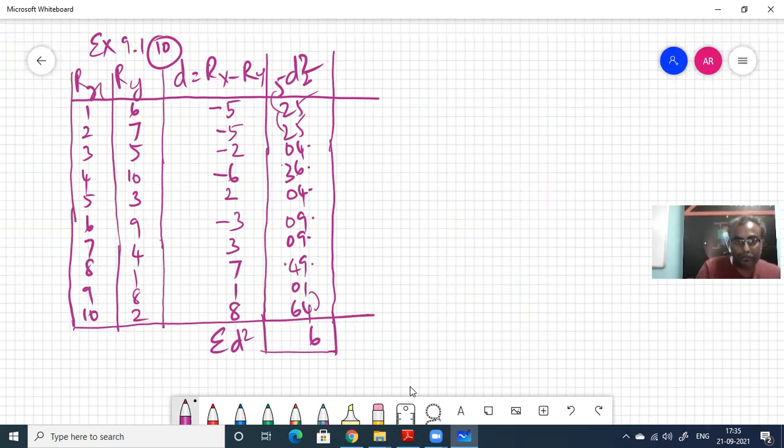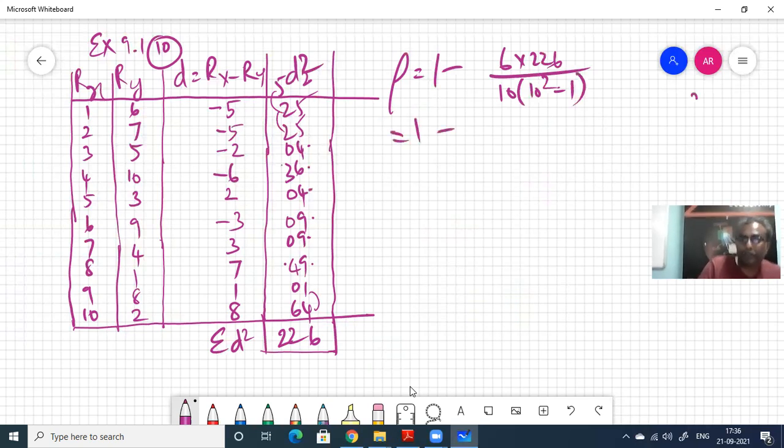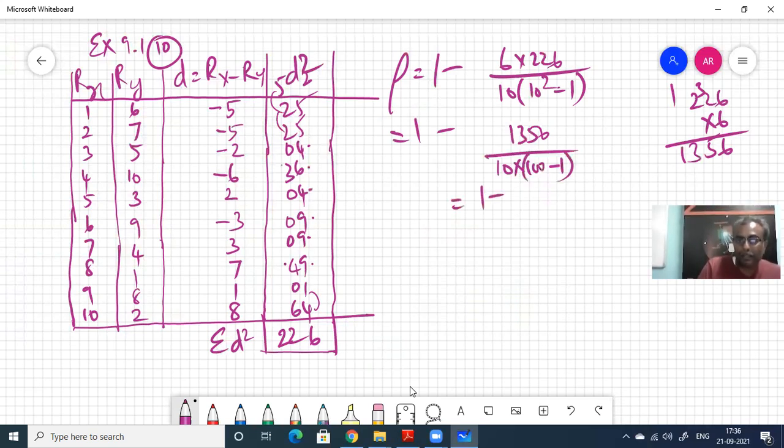16, 22, 226. Okay. So rho is equal to 1 minus 6 into 226 divided by 10 into 10 squared minus 1. That is equal to 1 minus 226 into 6. How much? Yeah, 36. 2 6 are 12, 13. Okay. 1356 by 10 into 100 minus 1. That is equal to 1 minus 1356 by how much? 10 into 99, 990. So 1356 by 990, how much?